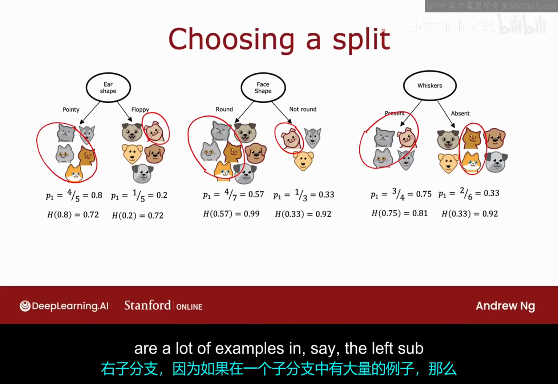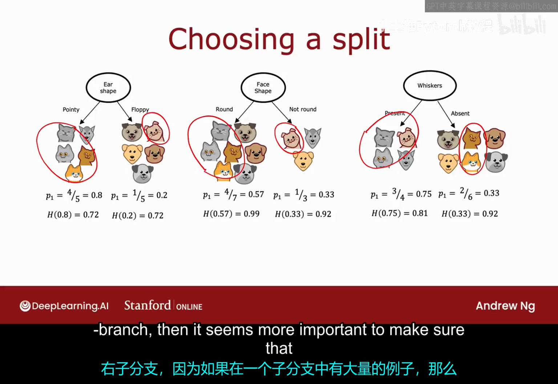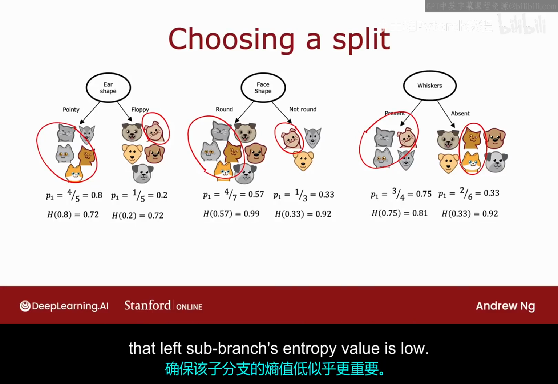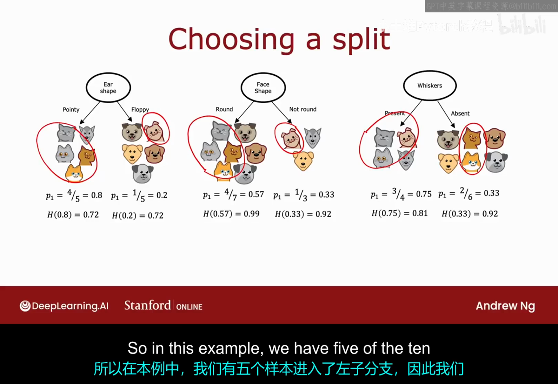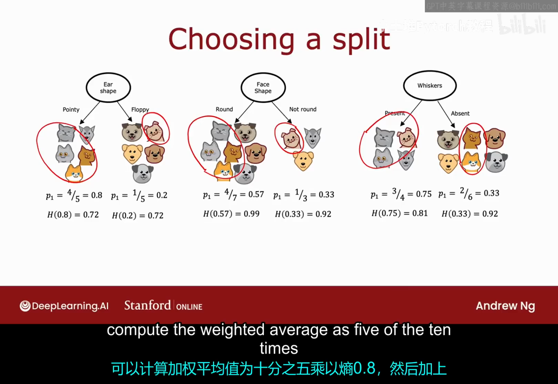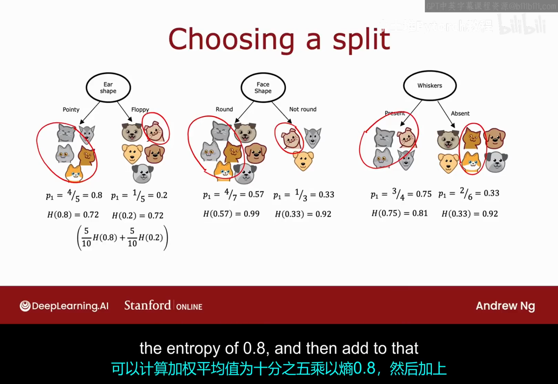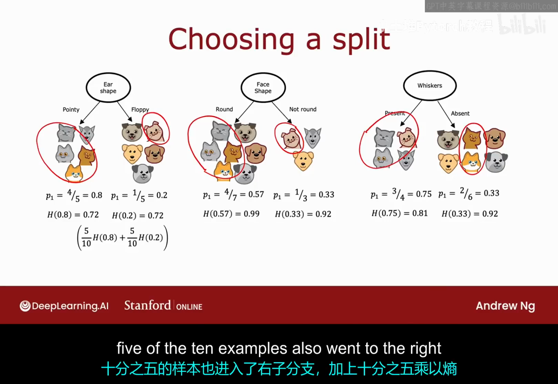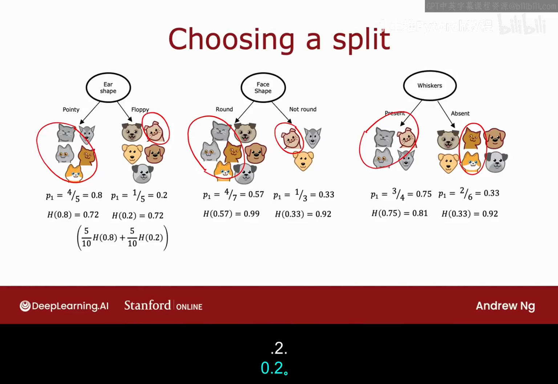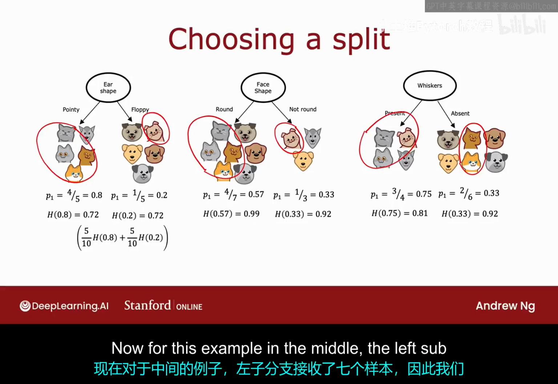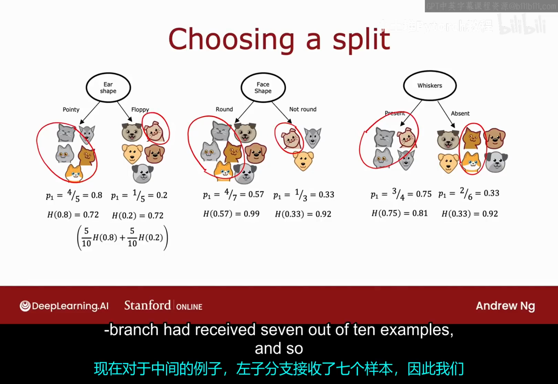Because if there are a lot of examples in, say, the left sub-branch, then it seems more important to make sure that the left sub-branch's entropy value is low. So in this example, 5 of the 10 examples went to the left sub-branch, so we can compute the weighted average as 5 out of 10 times the entropy of 0.8. And then add to that, 5 out of 10 examples also went to the right sub-branch, plus 5/10 times the entropy of 0.2.